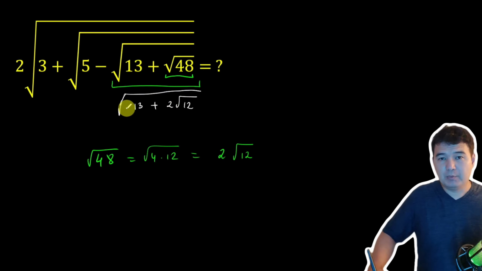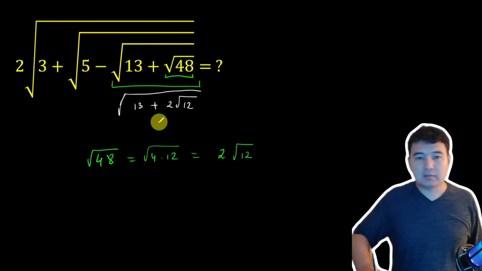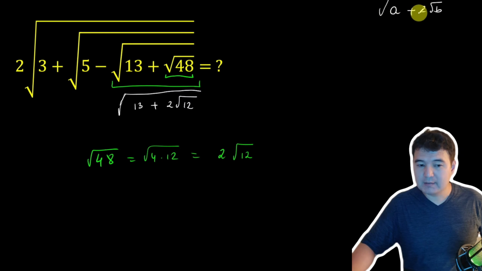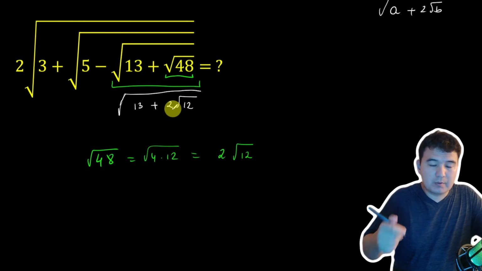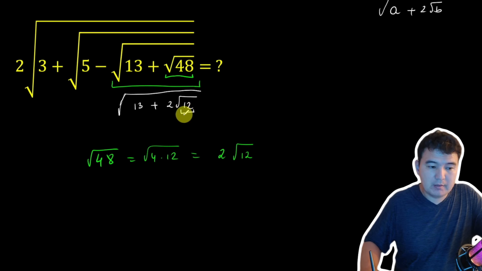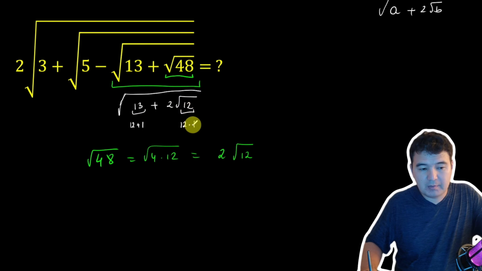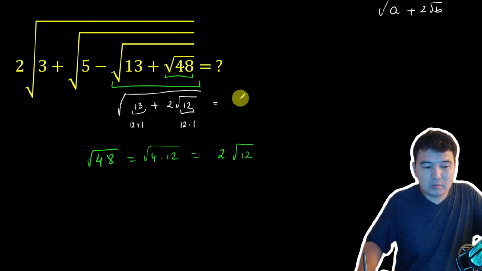Now here comes the very important property that you are going to use multiple times in your calculus course. In general form, it's something like this: square root of a plus 2 square root of b. You can simplify it as follows. Think of two numbers whose product is b and sum is a. In our case, it's very straightforward: 12 multiplied by 1 is 12, 12 plus 1 is 13. So this is equal to square root of 12 plus square root of 1.